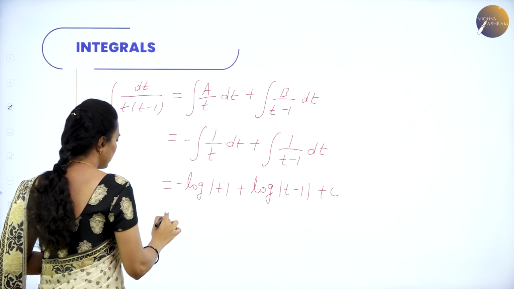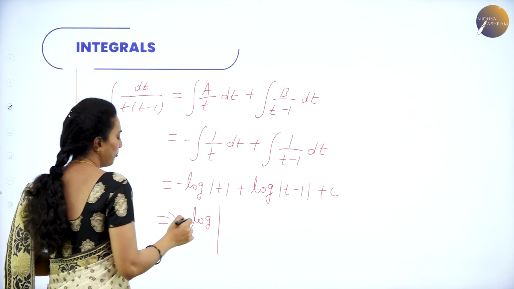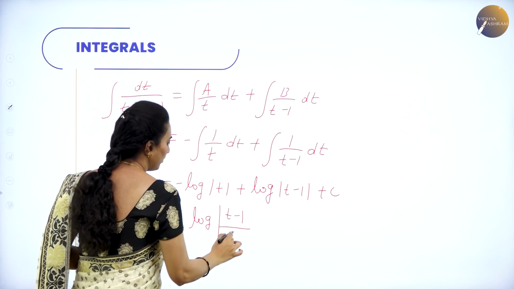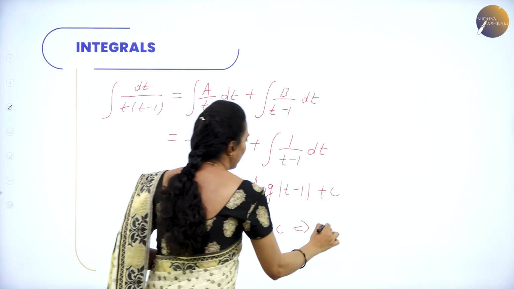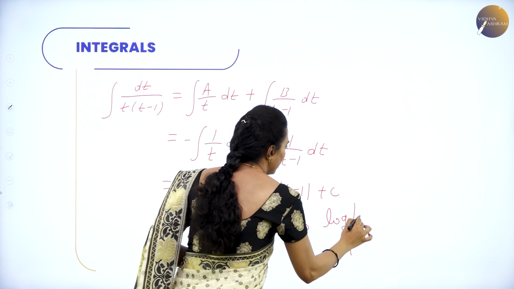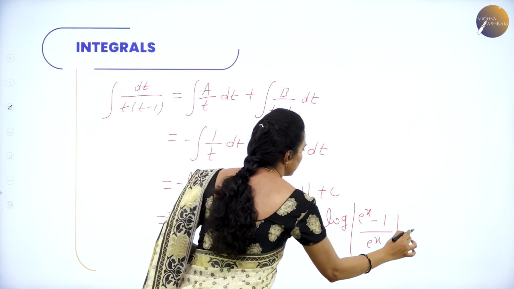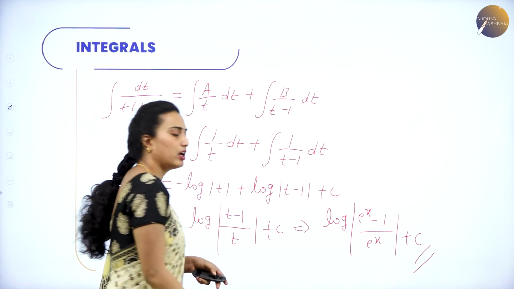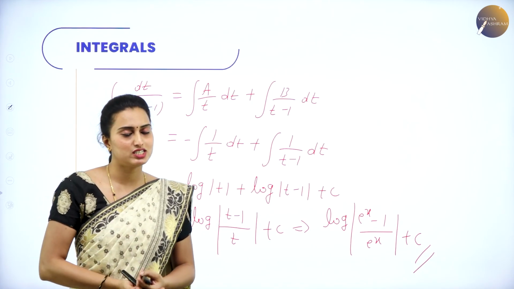Now writing back in the form of log m minus log n, which is log m by n: log of modulus of t minus 1 divided by t plus c. Now substituting back for t, which is log of modulus of e power x minus 1 divided by e power x plus c. And this is your final answer. You are going to get it as, dear students, I hope you understood these steps also.